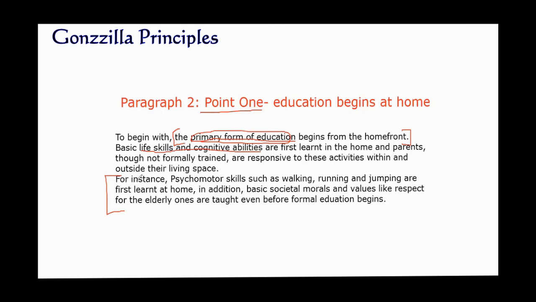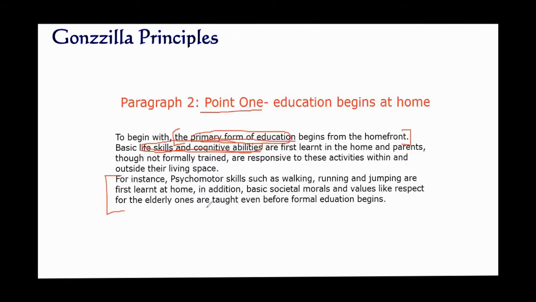So I said, for instance, psychomotor skills such as walking, running, and jumping are all first learned at home. In addition, basic societal morals and values like respect for the elderly are taught even before formal education begins. So in a way, all the sentences are integrated, because each time I make a new sentence, I have something, a phrase, that I am hinging on.